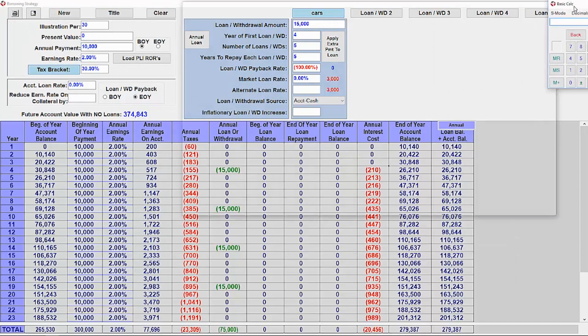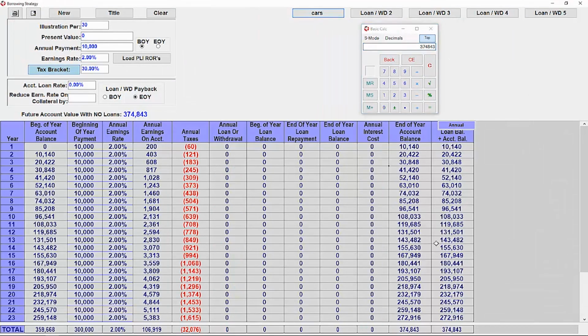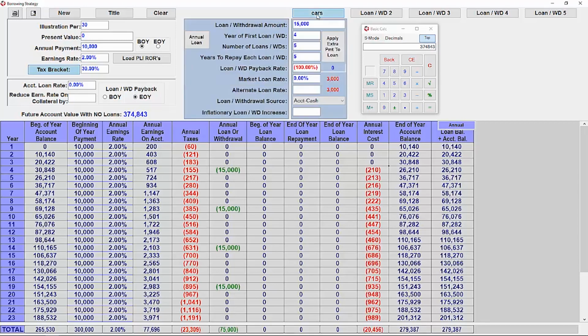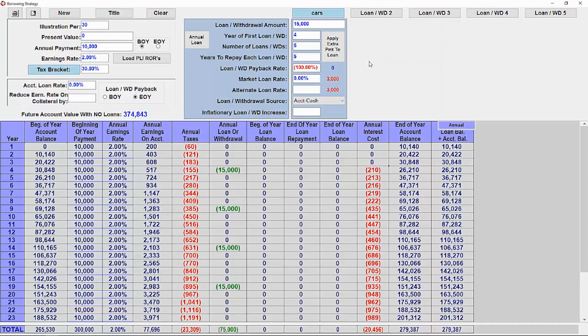In this example, and I can show you a calculator here, this is assuming that we didn't buy any cars. Our money would have grown to $374,843. But since we bought those 5 cars with cash and did not pay them back, we have to subtract $279,387. That's a difference of a little over $95,000. So it's interesting that the true cost was more than the $75,000 sticker price of the cars. All right, so that's with paying cash and not paying it back.